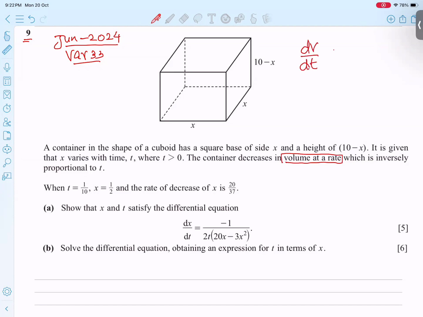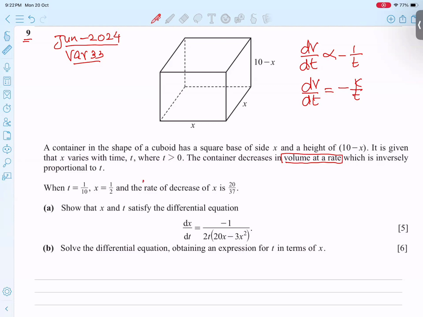This is a proportional sign because it is inversely proportional to t. So I got 1 by t. But as we know, the word decreases is there, so you are bound to write a minus sign. If you do not write the minus sign, you lose a mark here. So dV by dt is equal to negative k over t. I believe this part is very clear, how I have achieved it.